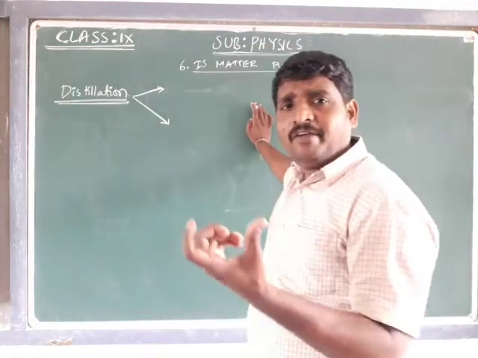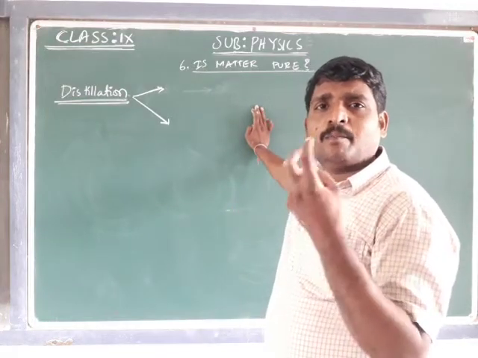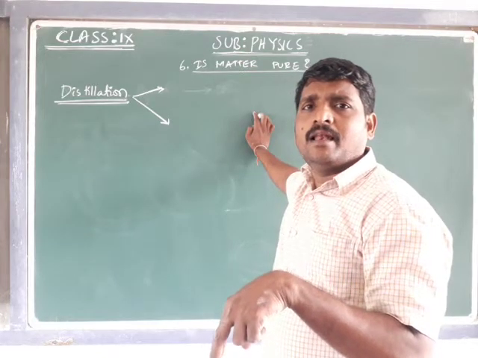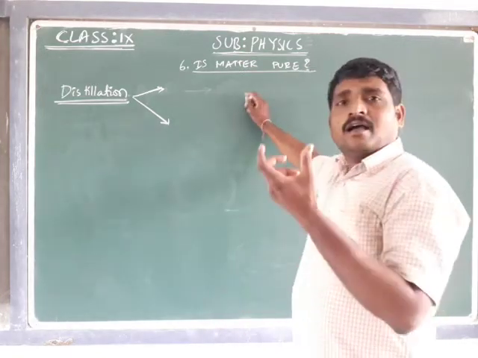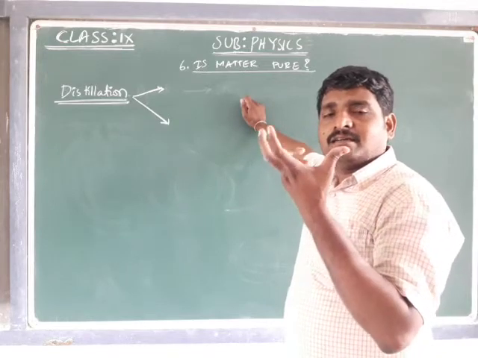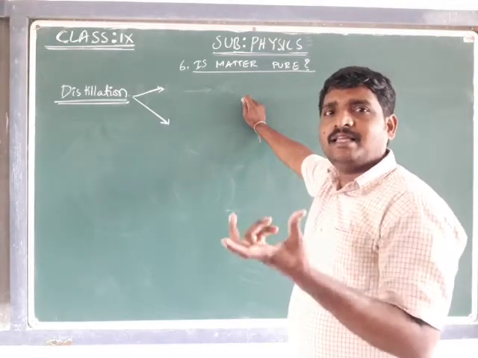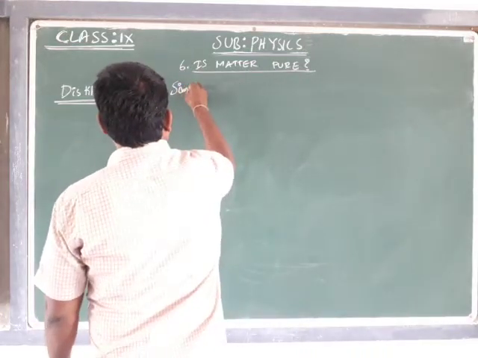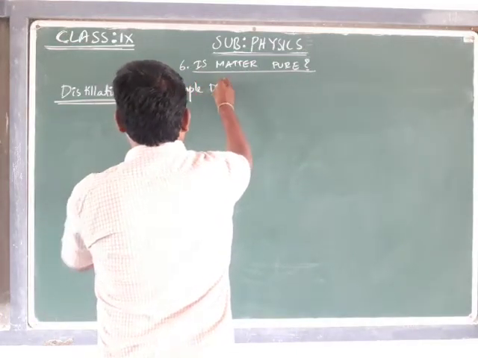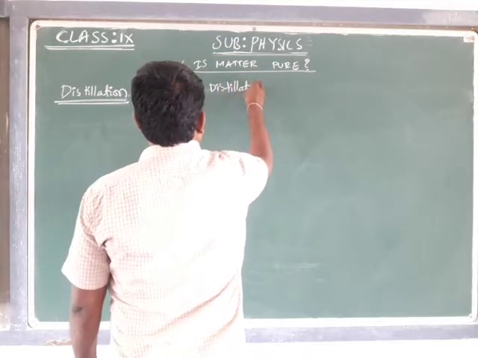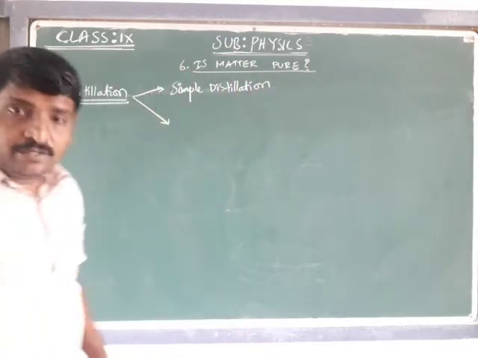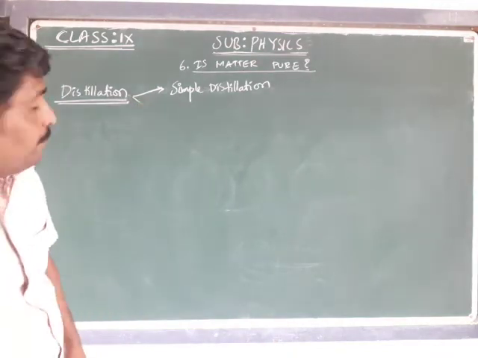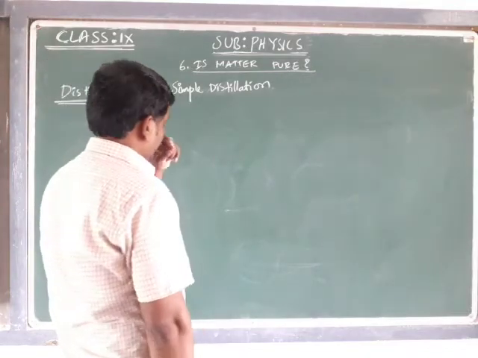If the difference between the boiling points of the two miscible liquids is greater than 25 degrees Celsius, then we will use simple distillation. What does it mean? That is what I want to explain, and it's very important to understand for our next concept.